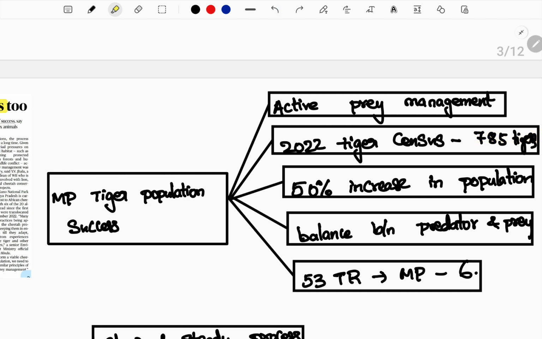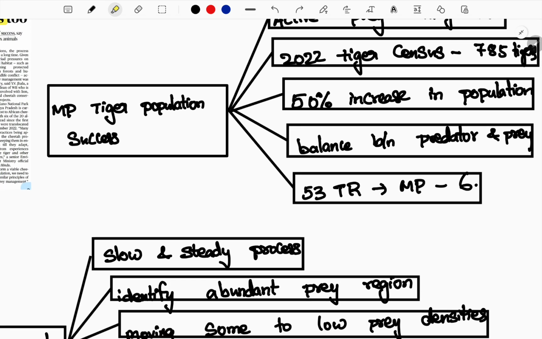And also here, how did they become successful? They became successful because of the active prey management plans. What is it? I will tell you later. Active prey management means creating a balance between the predator and the prey. When you create a balance between the predator and prey, automatically the tiger population increases. In India, overall 53 tiger reserves are there.